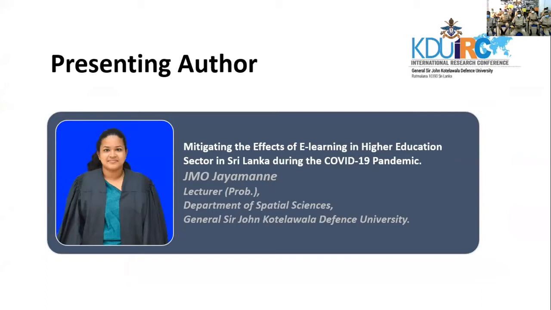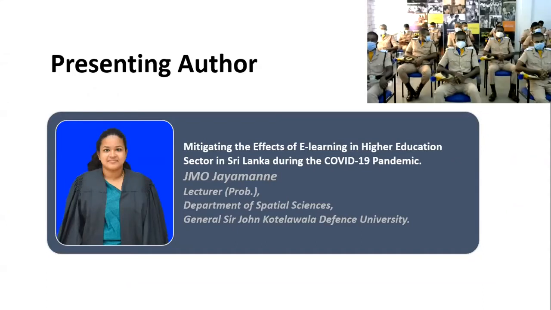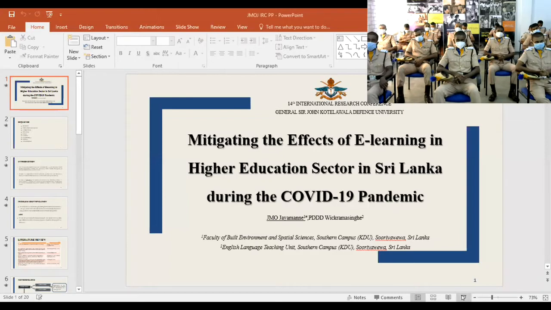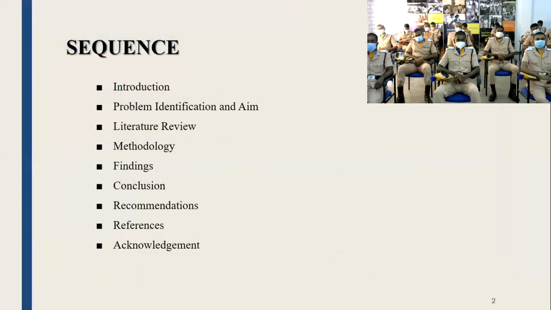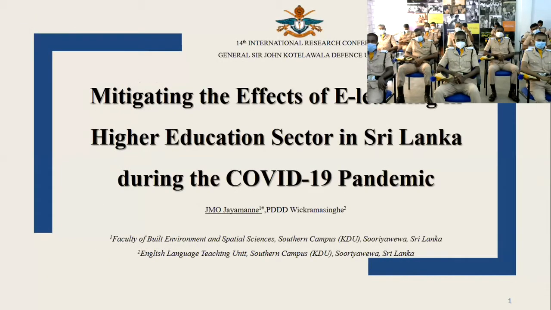Jayamanne is a graduate with a Bachelor of Science in Surveying Science degree, first class, from General Sir John Kotelawala Defence University in 2019. She is currently employed as a probationary lecturer at the Faculty of Built Environment and Spatial Sciences at the university. Her research interests are mainly in surveying and civil engineering, where she attempts to incorporate and optimize modern surveying techniques in the surveying and construction industry. She is also engaged in multidisciplinary research areas pertaining to tertiary education. So we'll invite Ms. Jayamanne to make a presentation.